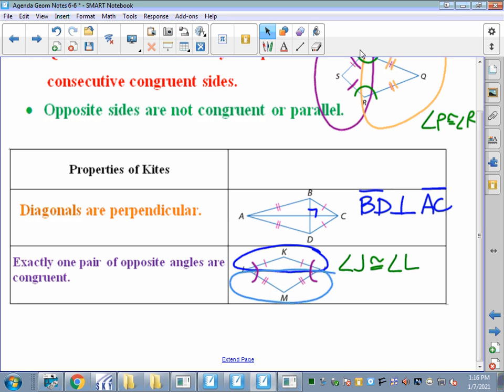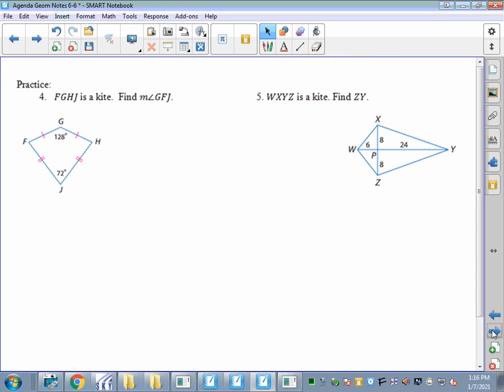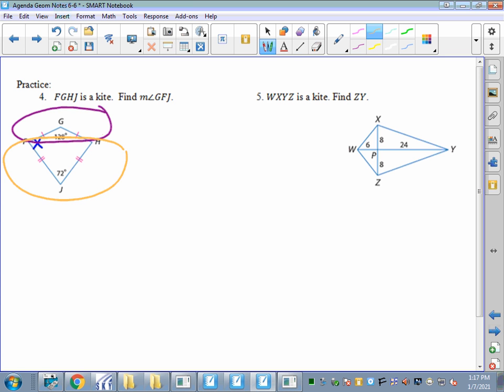All right. So let's do an example or two. Let's talk about problem number 4, I think. Problem number 4, FGHJ is a kite. Find the measure of angle GFJ. These guys get a little bit tricky, right? So let's see, GFJ. This is my X right here. This is what I'm looking for. I notice I've got my two pairs of congruent sides. If I split it up, I would have this top split here. So those two guys are congruent. These two guys are congruent.